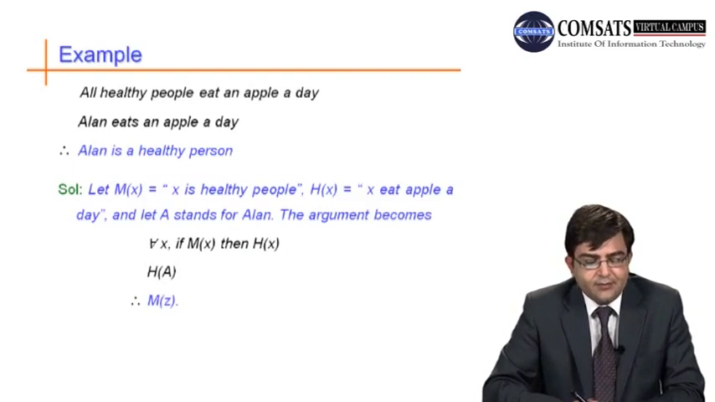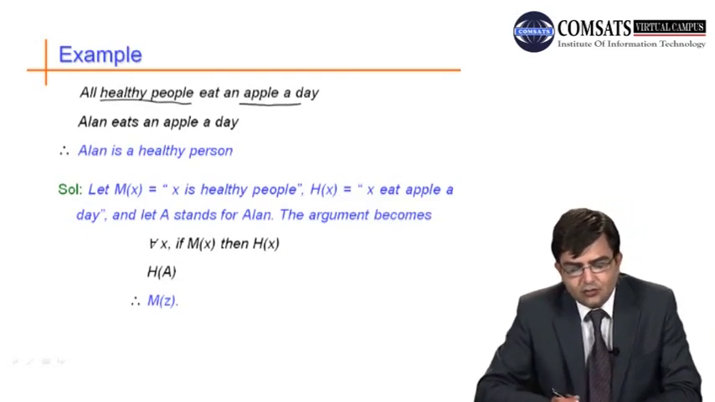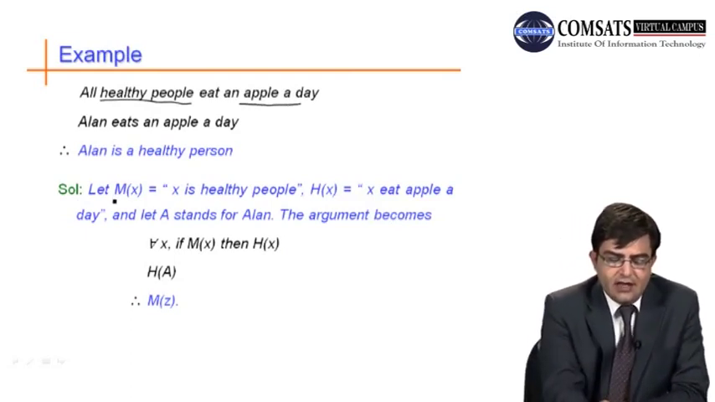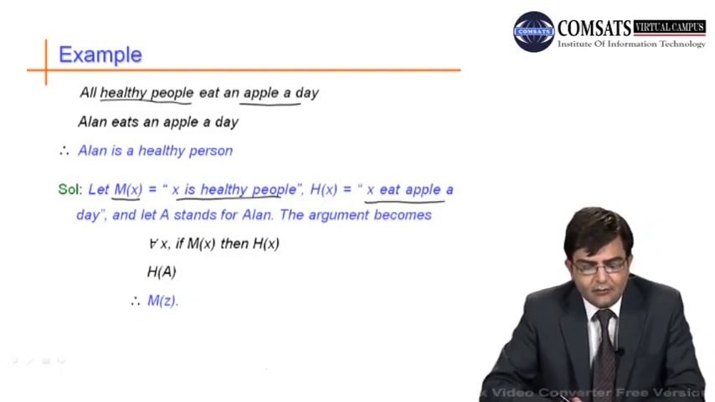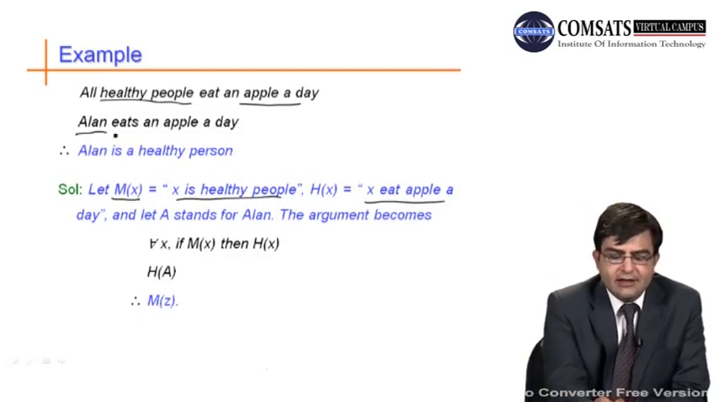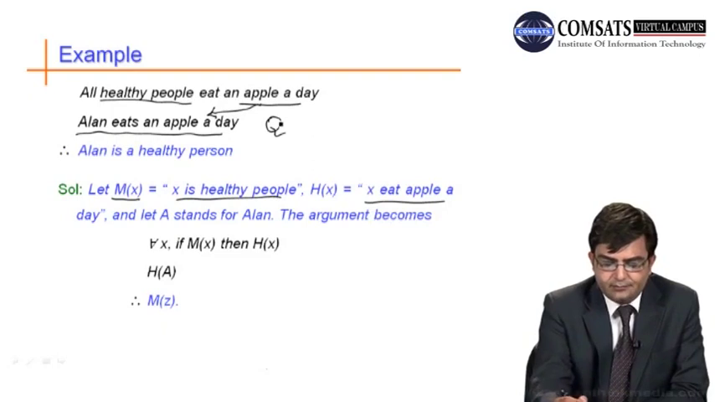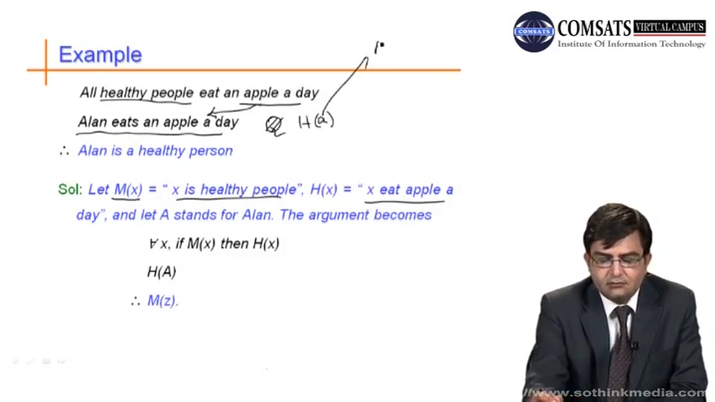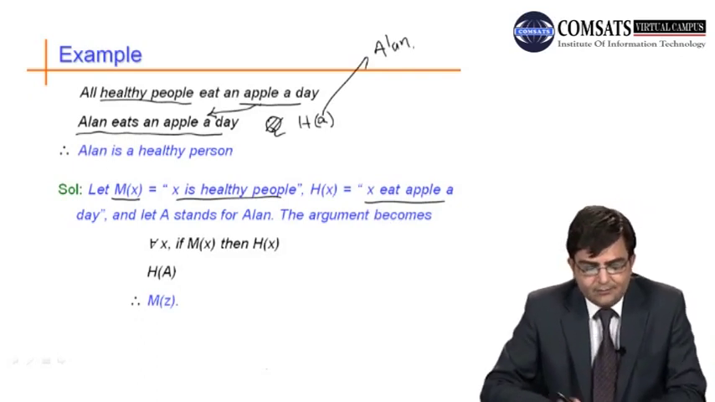We take an example. All healthy people eat an apple a day. So we break it up, we say m of x, x is a healthy people, h of x, x eats an apple a day. So we particularize here, Alan eats an apple a day. So now here we have used q of a. This is basically the q of, sorry, h of a, where a is Alan. So we conclude here Alan is a healthy person.